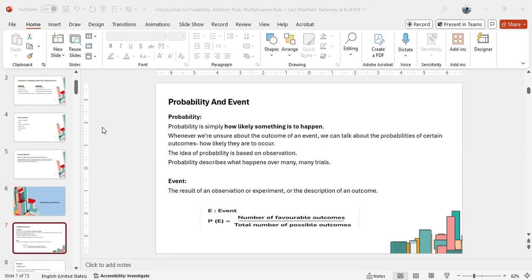An event is the result of an observation or experiment or the description of an outcome. If E is an event, then the probability of this event E is equal to the number of favorable outcomes divided by the total number of possible outcomes. We'll explain this by examples.